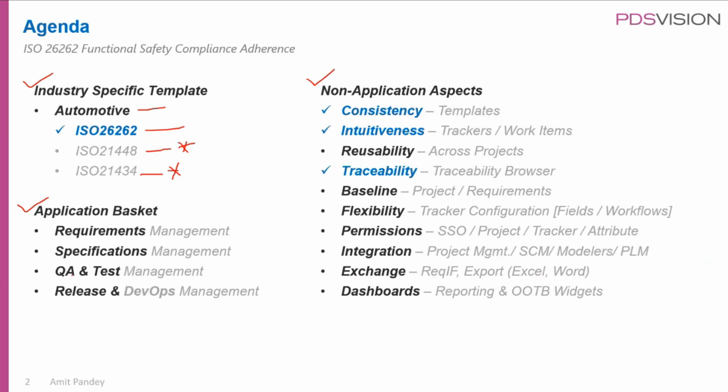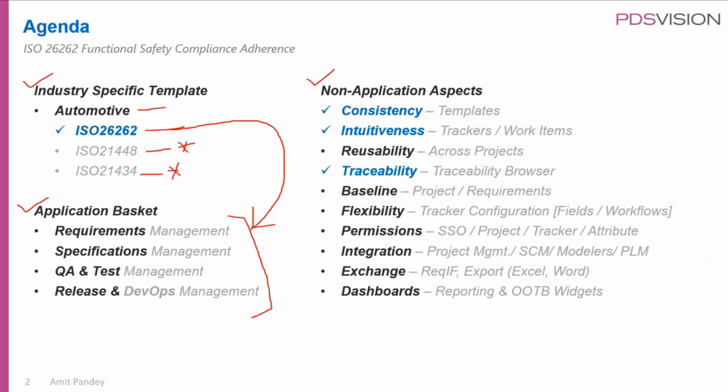Then, Codebeamer is a full, complete ALM application. Therefore, it provides all these core capabilities, which are requirements management, specification management, QA and test management, risk and DevOps. We are not covering them explicitly or doing a deep dive. But when I say that Codebeamer provides a 26262 template, all these are inbuilt into the template.